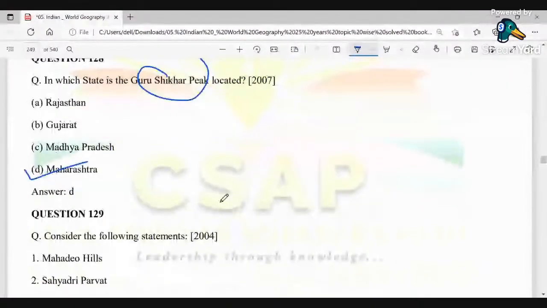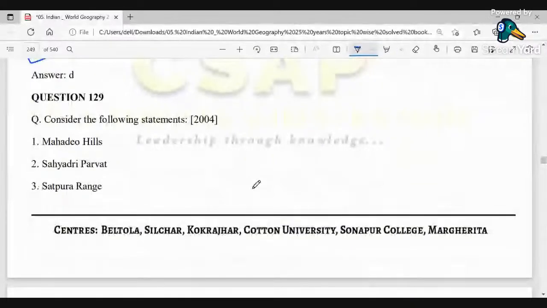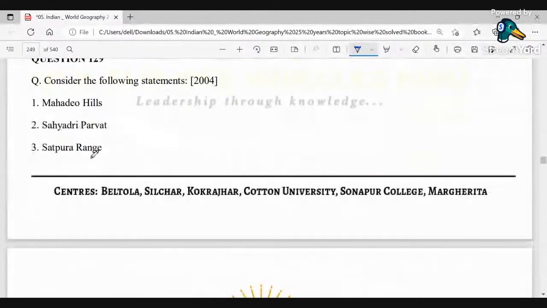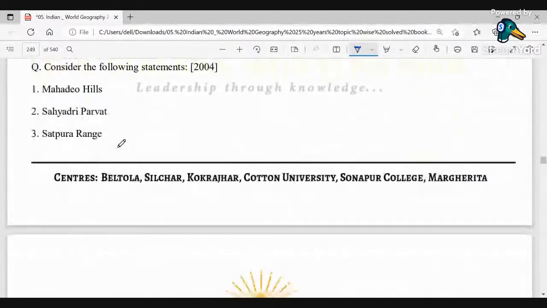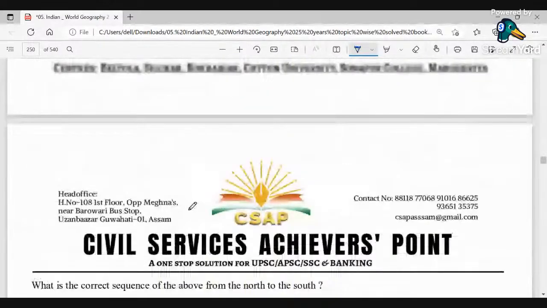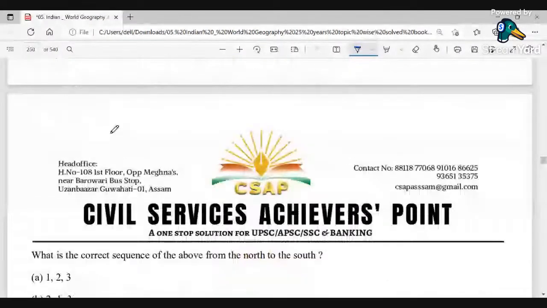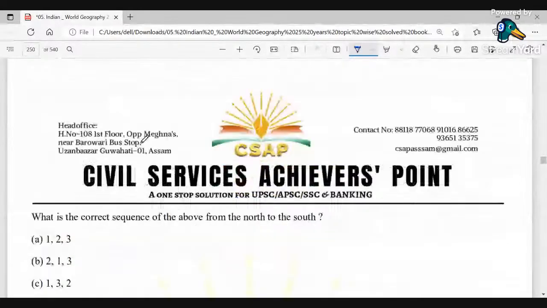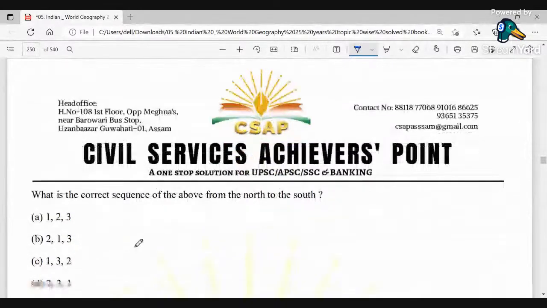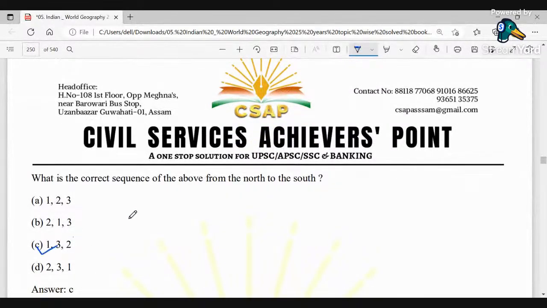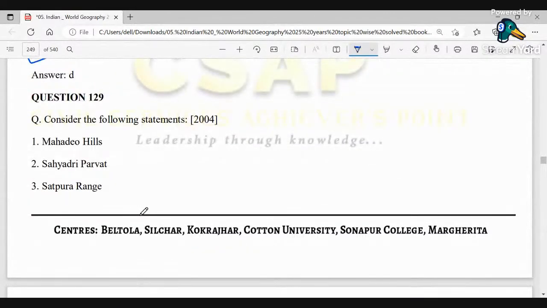Then coming to the next one, considering the following statements: Mahadev Hills, Sahyadri Parbat, Satpura Range. Which is the correct sequence of the above from north to south? The correct sequence is C, that is 1, 3, 2. First, Mahadev Hills, then the Satpura Range, and lastly the Sahyadri Parvat will come into prominence.